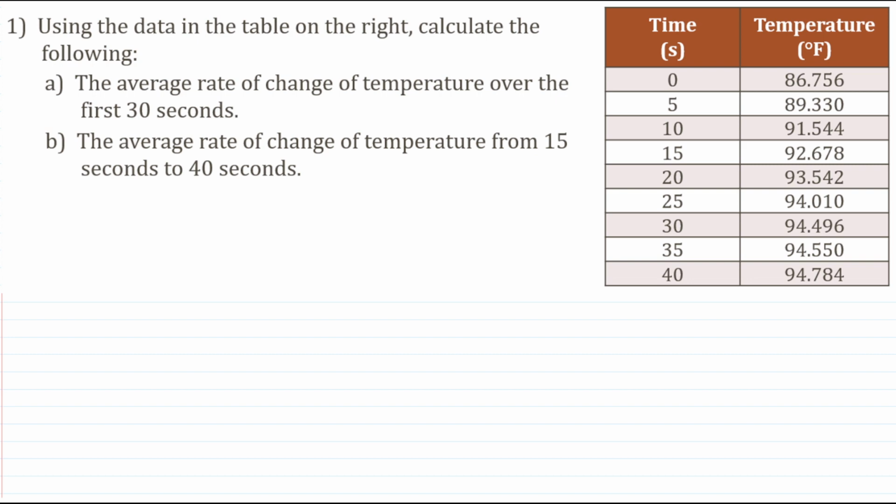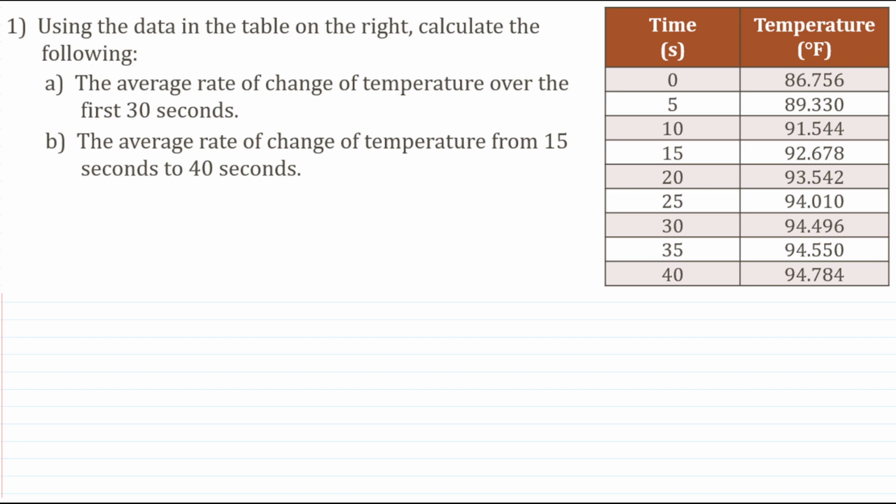Now, a lot of students, they'll see this table and they'll think of the normal calculations they do when they're calculating an average, which is to add up a bunch of numbers and then divide by how many numbers you have. That is not what we're doing here. We're just finding the slope of a single secant line. So we need 2 points to find that slope. And we're talking about the average rate of change of temperature over the first 30 seconds.